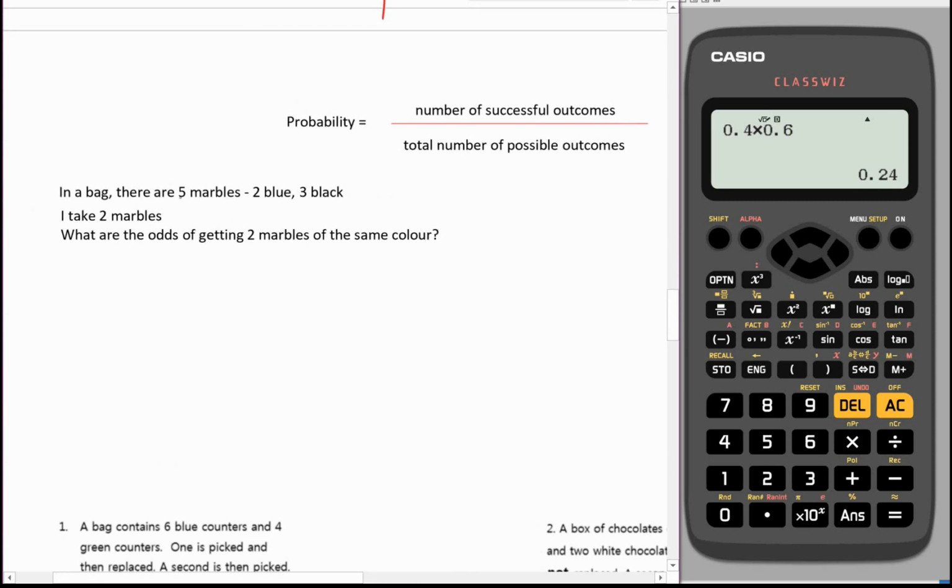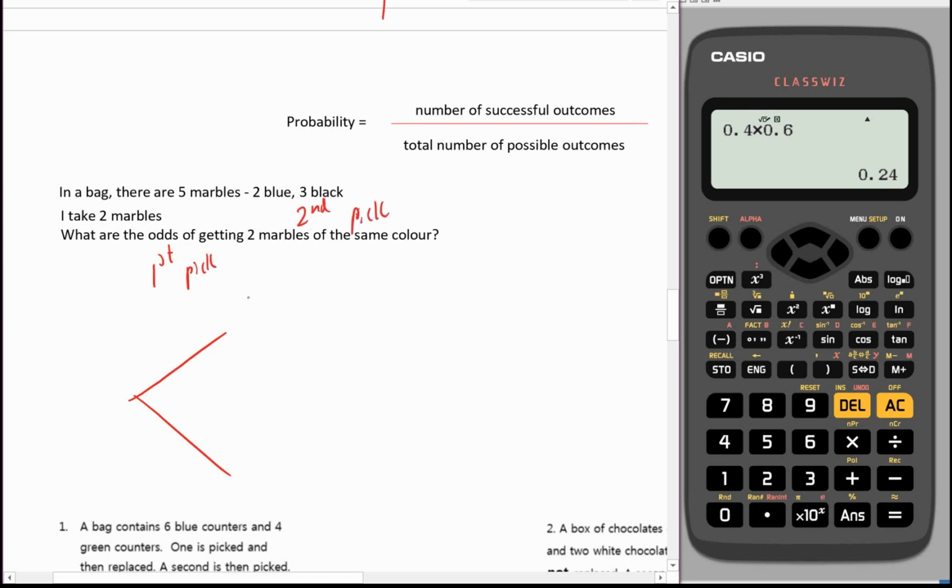So, in a bag there are 5 marbles, 2 blue and 3 black. I take 2 marbles. What's the odds of getting 2 marbles of the same colour? So let's work it out. We're going to model this as 2 separate picks. So I'm going to have a first pick and then a second pick.